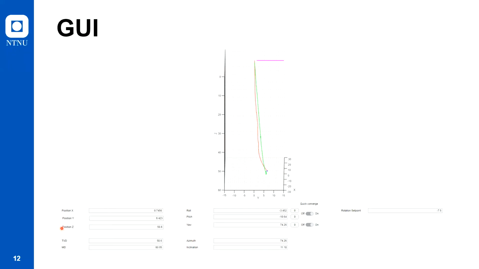Here is the position of the drill bit, the true vertical depth, the measured depth. Here is the orientation, also the rotation around the 3 axes, the azimuth, inclination. The rotation set point is telling where the azimuth will go, like left or right, and that's based on the MPC controller. The green one here is the well path, is where we want to go, and the red one is where we actually went.